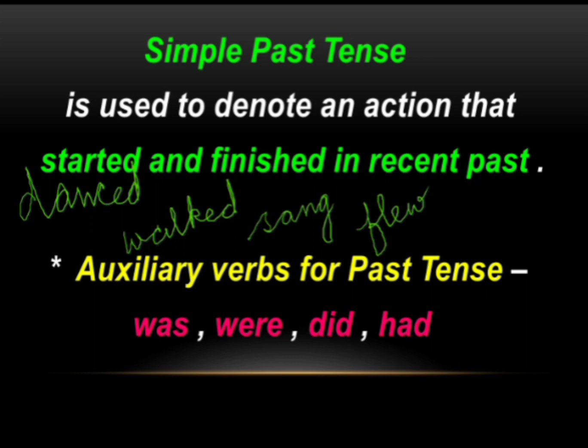And coming to the auxiliary verbs, we have was, were, did and had. Was and were are the be form of verbs. Was denotes singular verb and were is the plural verb which is used along with the plural nouns. In simple past tense, the auxiliary verbs are used as main verbs and had is the auxiliary verb that shows the possession.